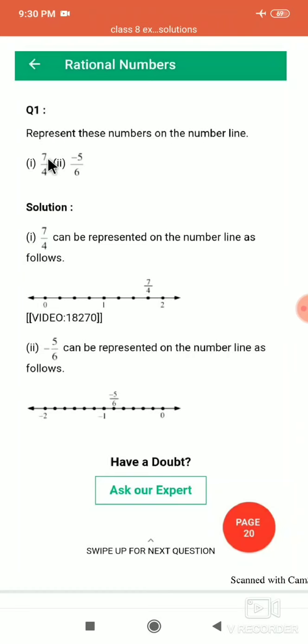The first question is to represent these rational numbers on the number line: 7 by 4 and minus 5 by 6. The first one is 7 by 4. Between 0 and 1, we have to divide the segment into 4 equal parts because the denominator is 4. The dots represent 1 by 4, 2 by 4, 3 by 4, and 4 by 4, which makes 1. Similarly 5 by 4, 6 by 4, and this is 7 by 4, which is the question, because 2 is 8 by 4.